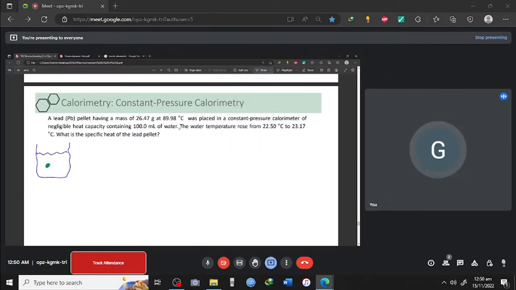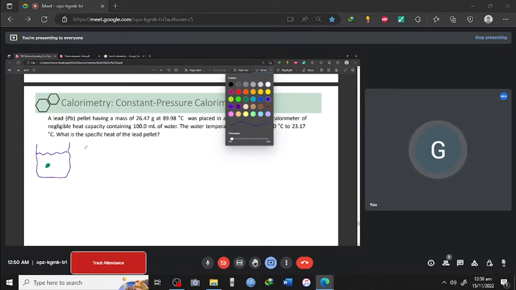So ngayon, ang tinatanong dito based on the question is, what is the specific heat of the lead pellet? Okay? So before we try to answer this question, let's try to look at the givens muna. So, let's start looking at the water first. Tingnan natin kung ano yung mga given sa water.